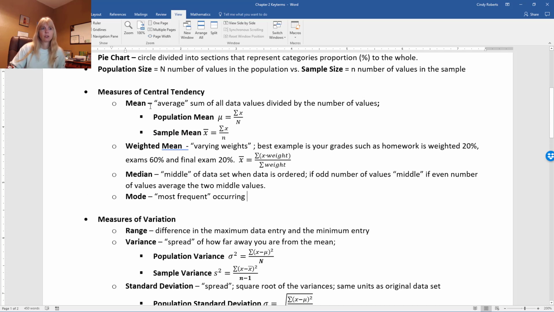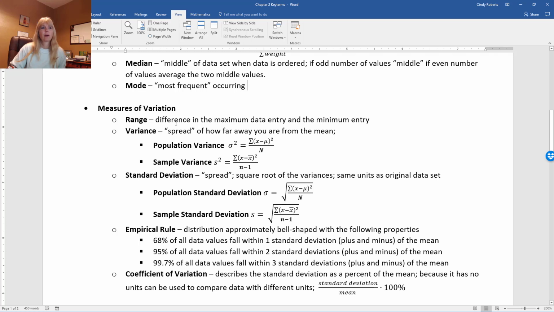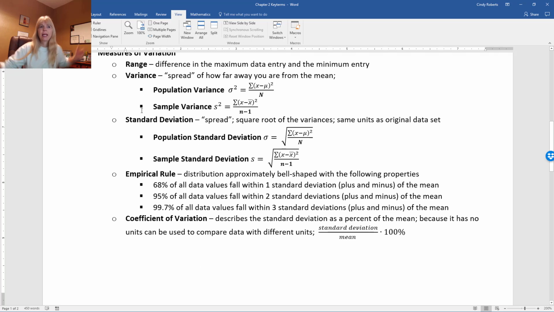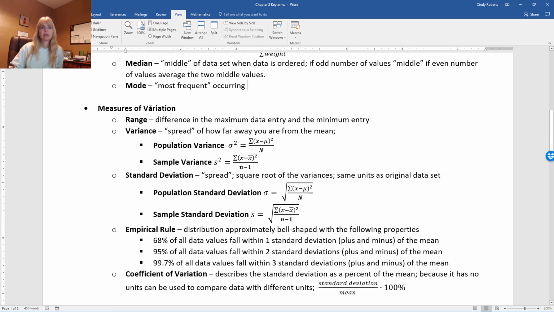All right, so that's measures of central tendency. Measures of variation: the range, how spread out the data is, the difference between the max and the minimum. The variance and standard deviation, these go together.